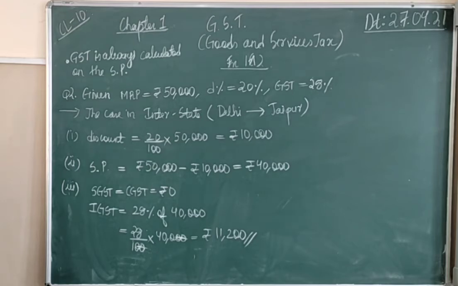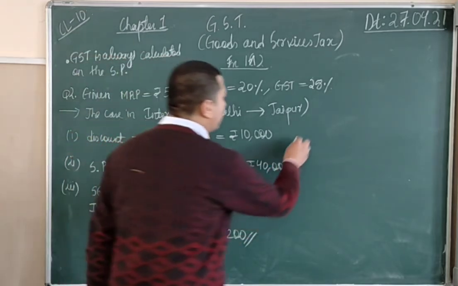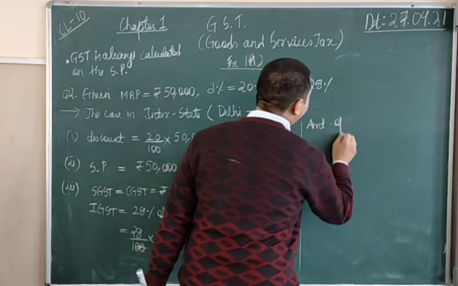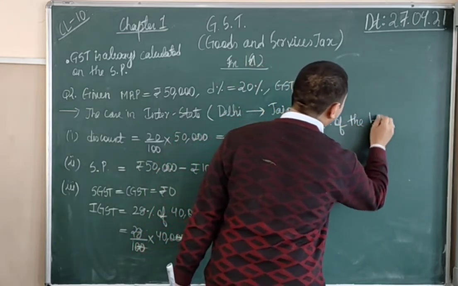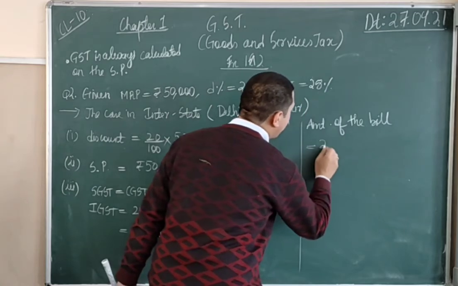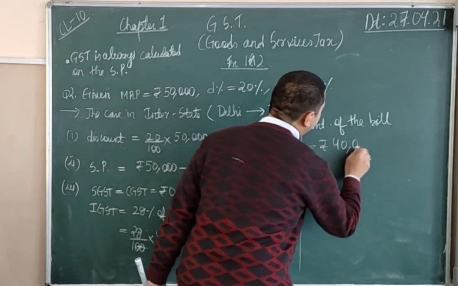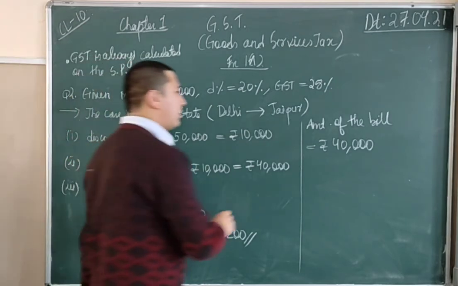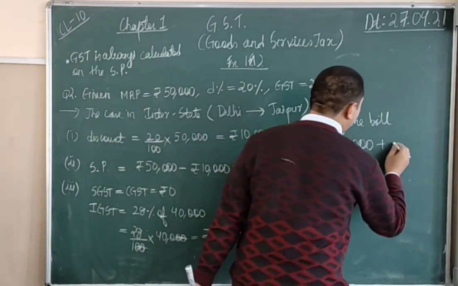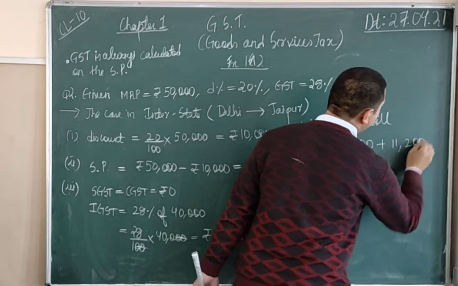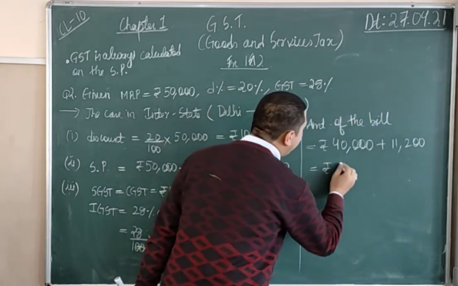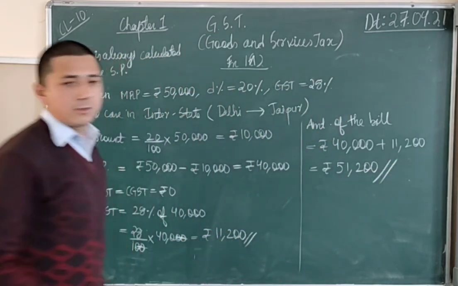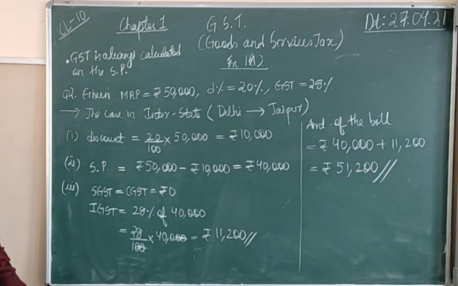Now, what we need to do now? We also need to find the amount of the bill. Amount of the bill will be how much? Rupees 40,000 you have to pay, which is the selling price of the dealer, plus IGST, which is 11,200. So as a total you will have to pay 51,200. Am I clear or not? So this is the final amount of the bill.